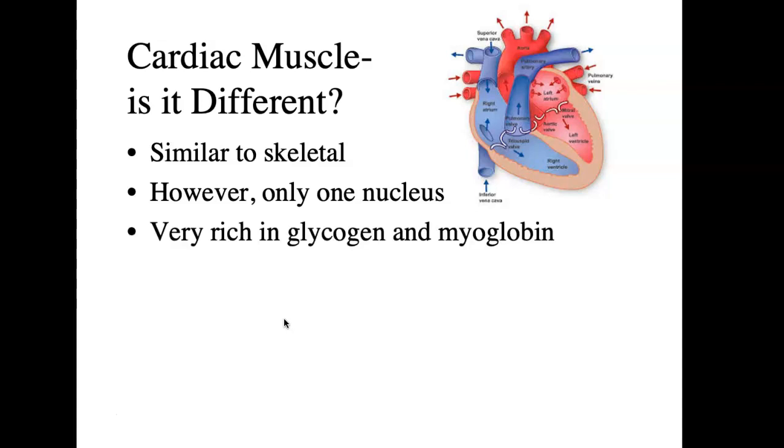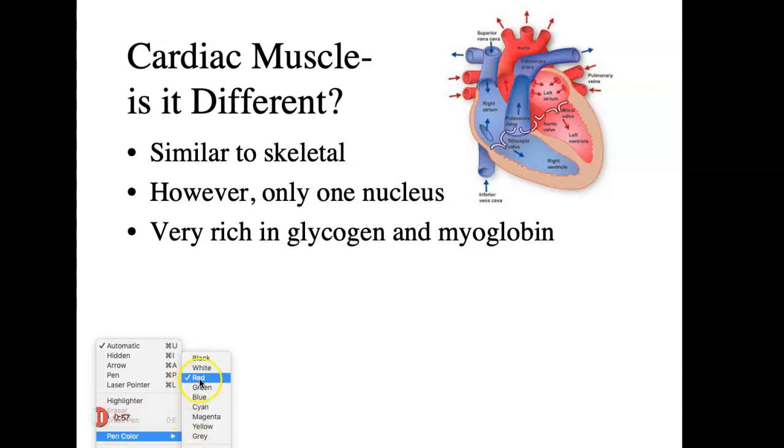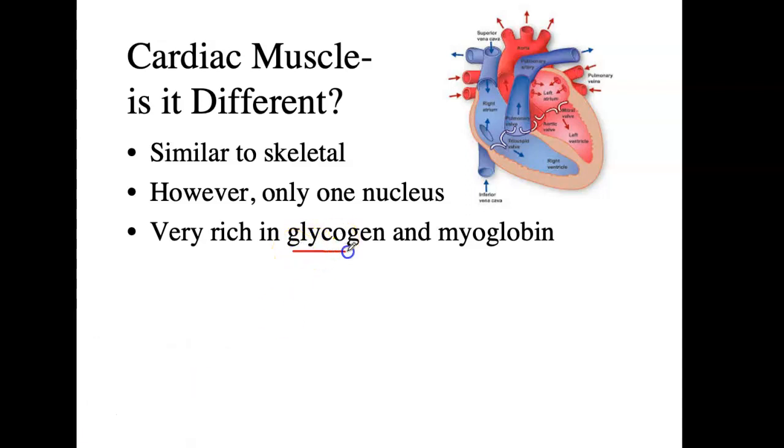It is very rich in glycogen and myoglobin. Why would that be? Why would you want it to have a whole lot of glycogen, which is the fuel for that muscle, and a lot of myoglobin that's going to give it oxygen, so that it has glucose and it has oxygen so that it can make a lot of ATP. Okay?